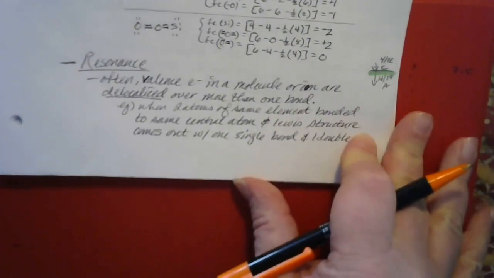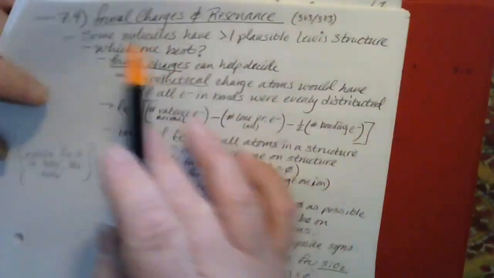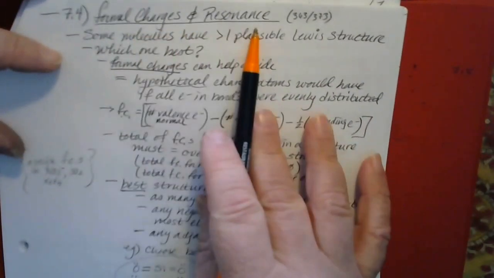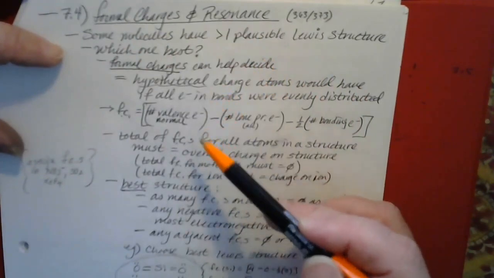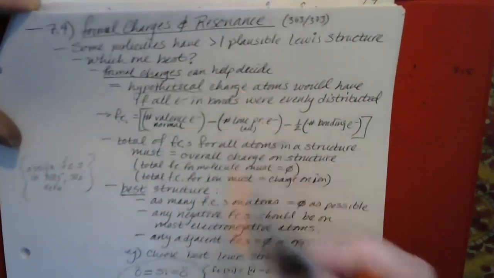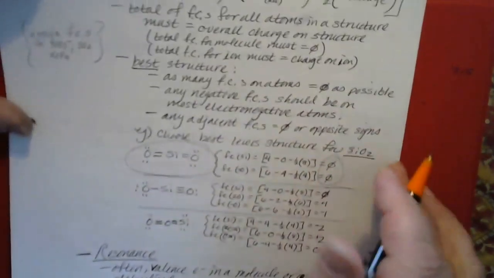Okay, well, to pick up today where we left off last time, the section that we were on is called formal charges and resonance. Last time we got to the formal charges, but we didn't get to the resonance.